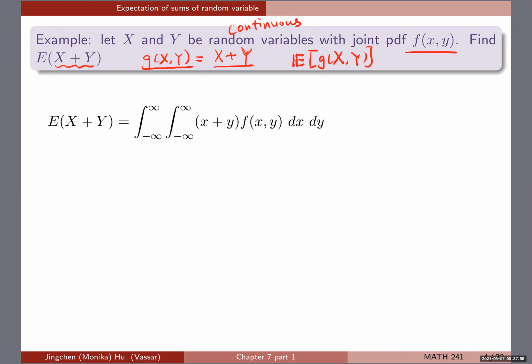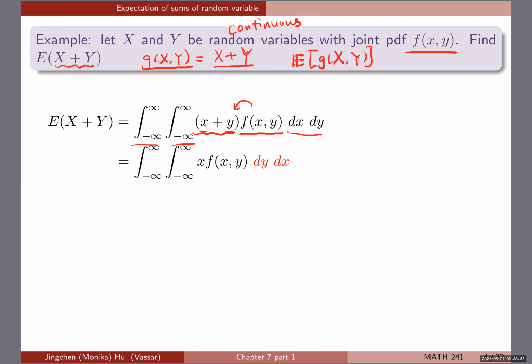Remember what we have is the joint PDF multiplied with the g(X,Y) function that we're dealing with. Right now I'm just writing dx dy generically, and all of the bounds are from negative infinity to positive infinity. Since it's X plus Y multiplied with f(x,y), I can actually break this into two parts.